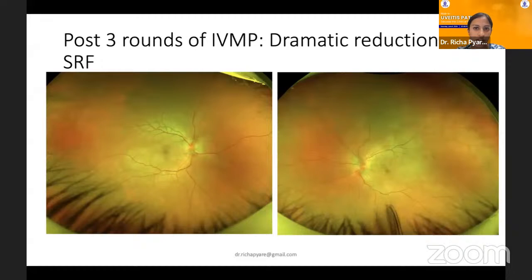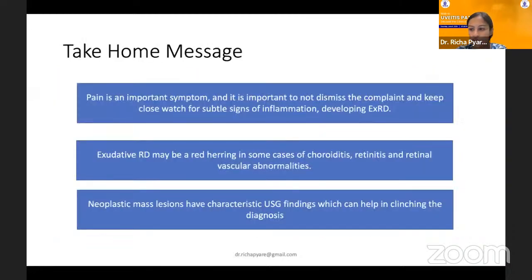We started her on IVMP. There was a dramatic reduction in the SRF. And later on, we are going to be starting her off on immunosuppressive therapy as well. So what is the take-home message here? I wanted to just highlight one point from each group of exudative RD cases.